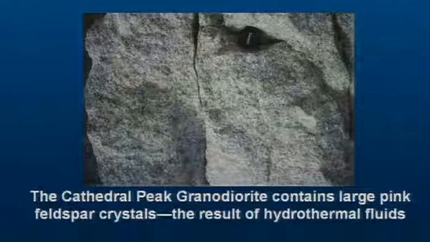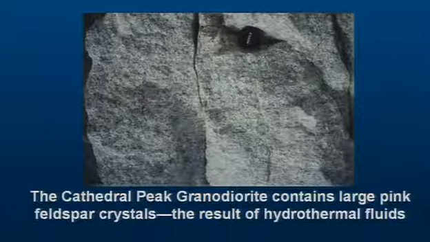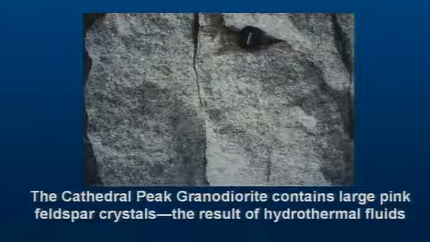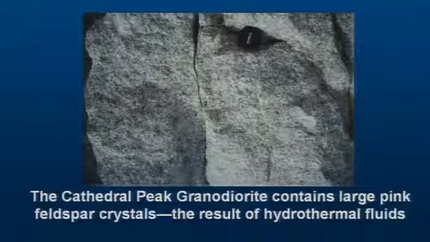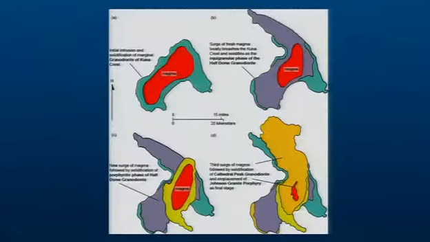In the Cathedral Peak granodiorite, the second last of these granite bodies, the evidence for the high volume of hydrothermal fluids is again these large pink feldspars. Really large pink feldspars, just as in the Shap granite in the Lake District of England. And this is the sequence of intrusion. First of all, the green body is the granodiorite of Kuna Crest, and it cools progressively inward.